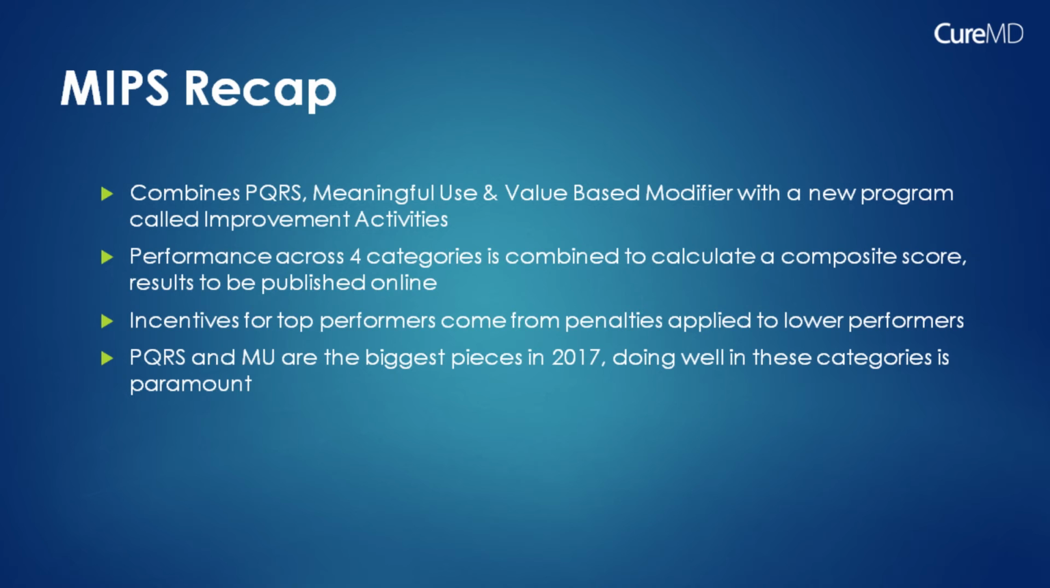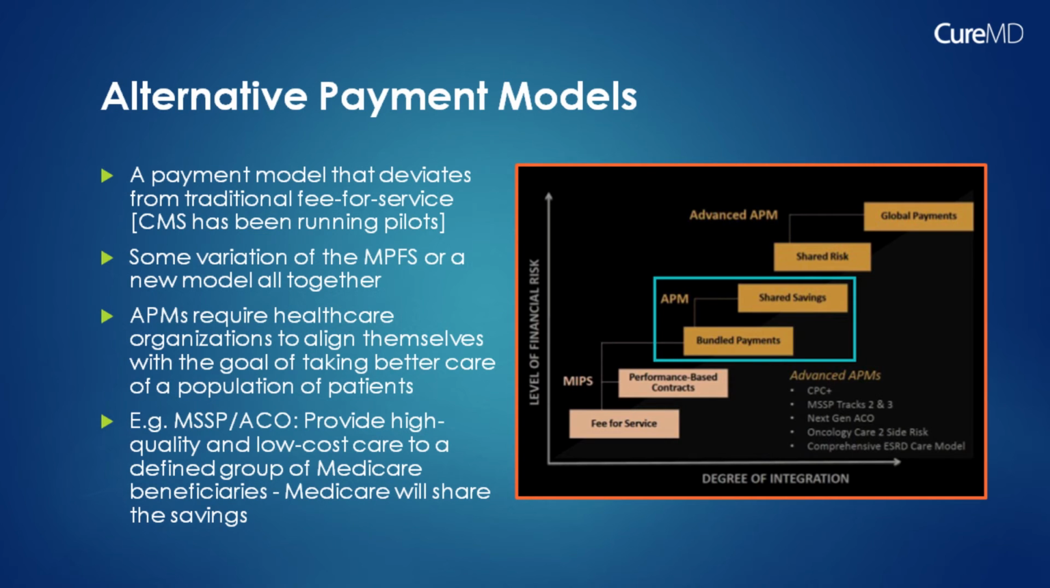And since PQRS and Meaningful Use are the biggest pieces in the first year, doing well in these categories is paramount. So either you've already begun and started working with these programs, or it's been a number of years, you've heard about them, you're on the fence about whether to implement or not to implement. This is going to be the key decision that you're going to make if you decide to participate under MIPS. Right.